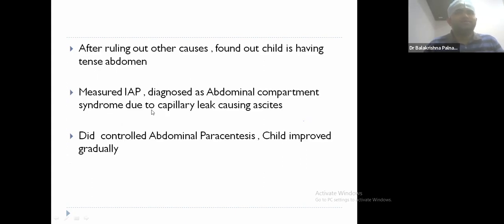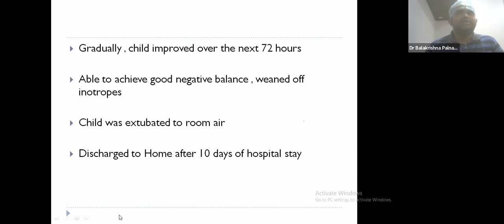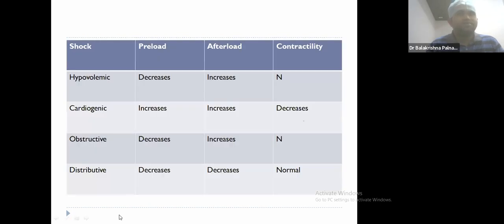So after ruling out other causes, we found the child was having a tense abdomen. We measured the IAP, intra-abdominal pressure. We diagnosed it as abdominal compartment syndrome due to capillary leak. So we did abdominal paracentesis, let it leak slowly, and the child improved gradually over the next 72 hours. Able to achieve good negative balance. We weaned off inotropes. The child was extubated to room air and discharged home after 10 days of hospital stay.